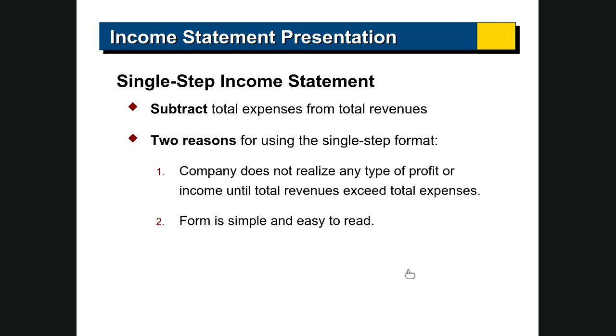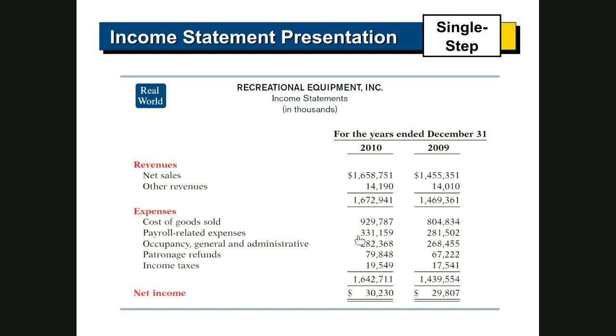There is something called a single step income statement where all the revenues are recorded in one place and all the expenses are recorded in one place, and the expenses are subtracted from the revenue, and it's simple. There is no calculation of gross profit. So all the sales and other revenues are added, and then all expenses, including cost of goods sold, are added. This is called a single step income statement.